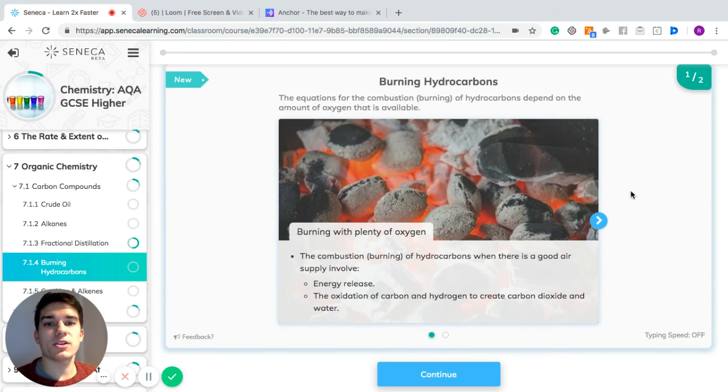about some organic chemistry and specifically the burning of hydrocarbons. Now, the equations for the combustion, which is burning of hydrocarbons, depend on the amount of oxygen that's available in the air when that combustion is happening. So if there's a good air supply, then there will be energy released in the form of heat and often light as well. And the oxidation of carbon and hydrogen will create carbon dioxide and water.